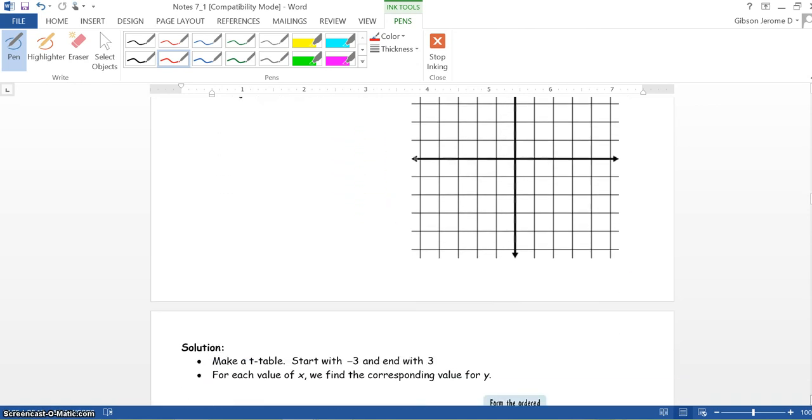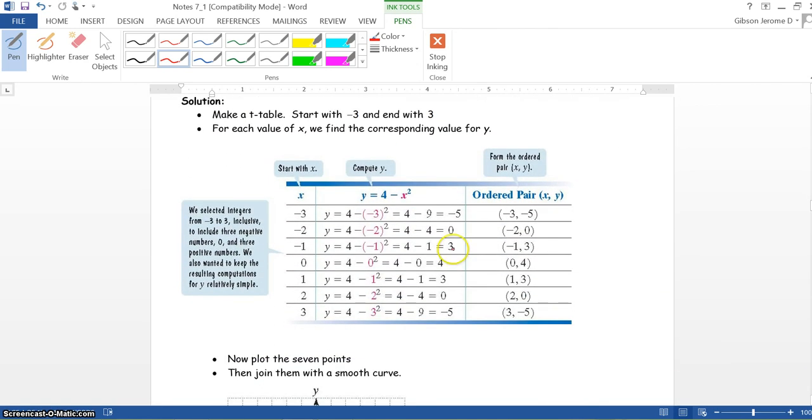Now what I want to do is scroll down here where we have our solution. This solution shows you exactly all of the steps that you are supposed to do. We have our t-table, which we have on the previous page, and then we will substitute in these values for x. We will use this equation 7 different times using the 7 different values of x to find our y. And this is what we did. We substituted in the values.